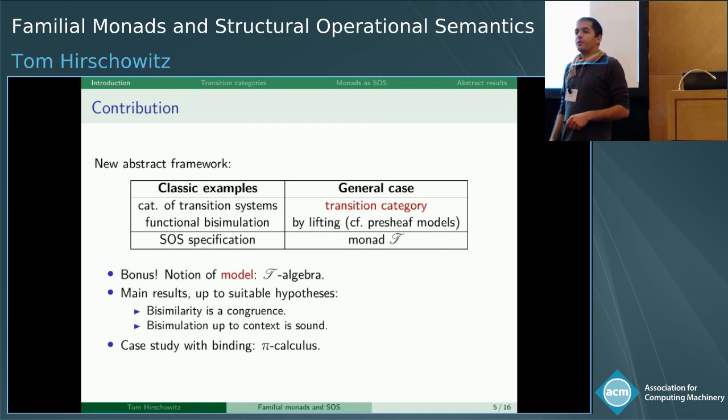Then I'm going to state the main results, namely up to suitable hypotheses, bisimilarity is a congruence, and bisimulation up to context is sound. Bisimulation up to context, maybe not all of you know. It's a technique for proving concrete bisimulations using smaller relations. It allows you to deal with much smaller relations. And I'm hardly going to touch upon this here for lack of time, but there's an extended case study in the paper about the pi calculus, which shows that the framework applies in the presence of variable binding.